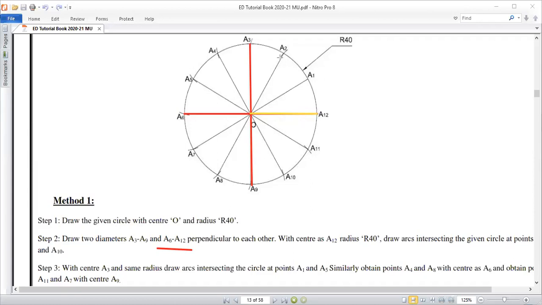You can see here is one arc which I have taken from the point A12 as a center, like this, and you have to mark the arc like this. You can see two arcs at point A2 and one arc at point A10.